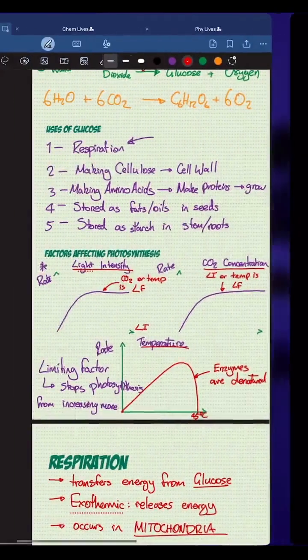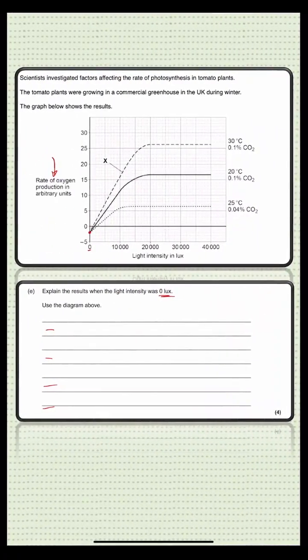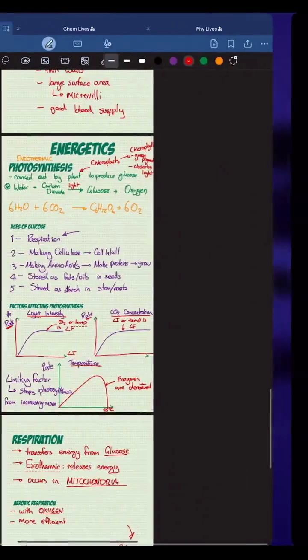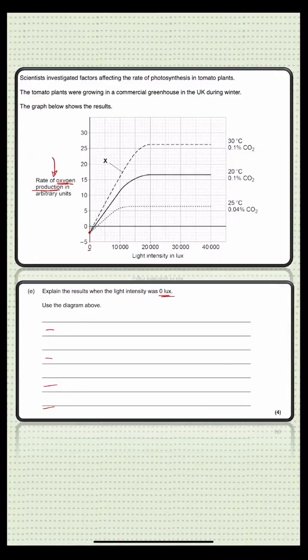See the difference between these graphs and the graphs that we have here. I lost the axes. The difference between them is that this is a rate graph. The one that we have in this question is not a rate of photosynthesis. It's a rate of oxygen production. This was a rate of photosynthesis. I did write rate, but it's rate of photosynthesis. Write PS for photosynthesis.